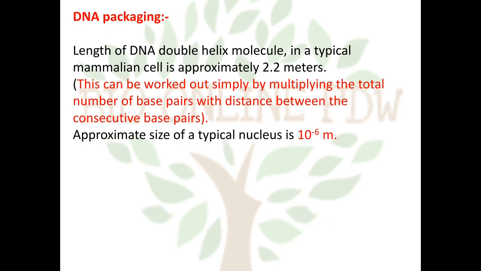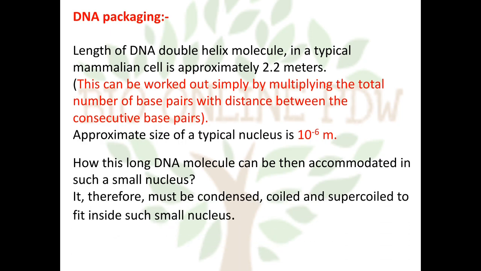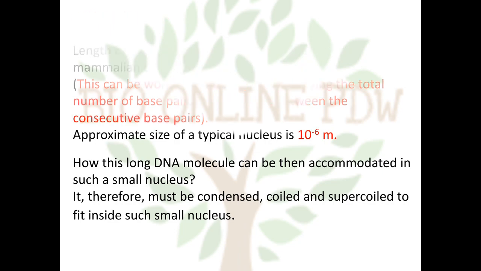The approximate size of a typical nucleus is 10 raised to minus 6 meters. How can such a long DNA molecule then be accommodated in such a small nucleus? It must therefore be condensed. It must be coiled and supercoiled to fit inside such a small nucleus.